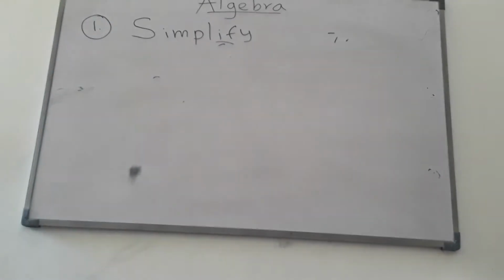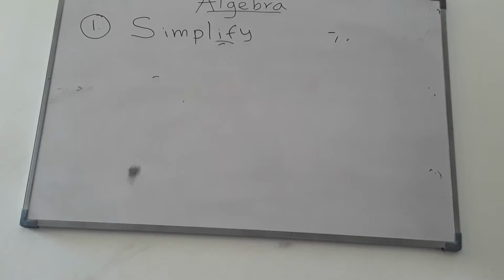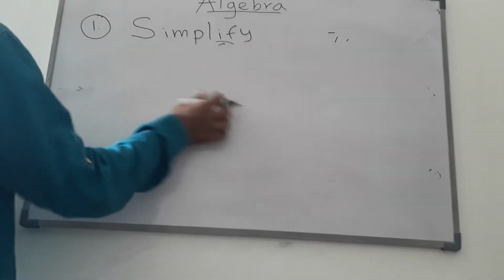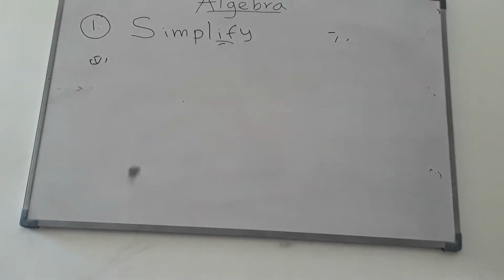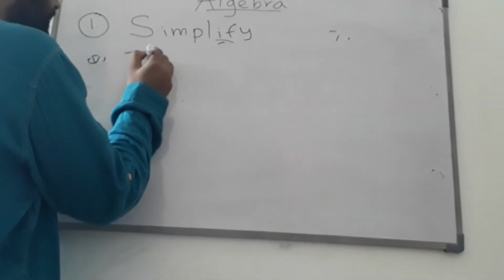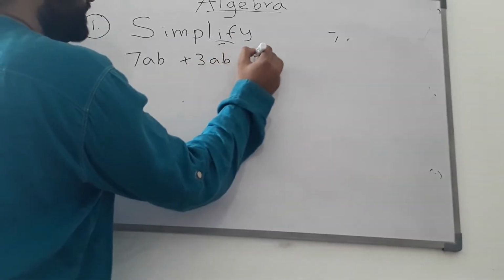Next question. Fifth question. 7ab plus 3ab minus 2ab.